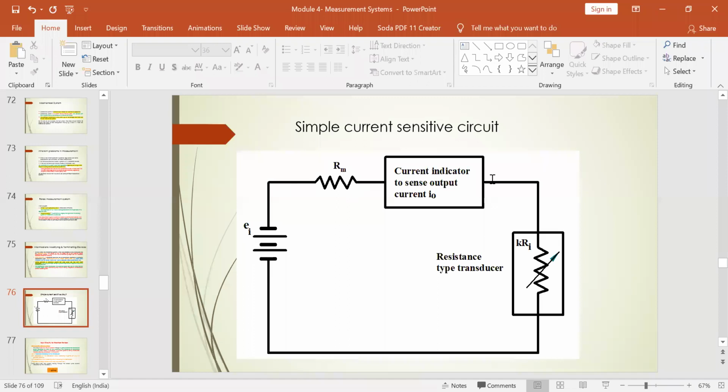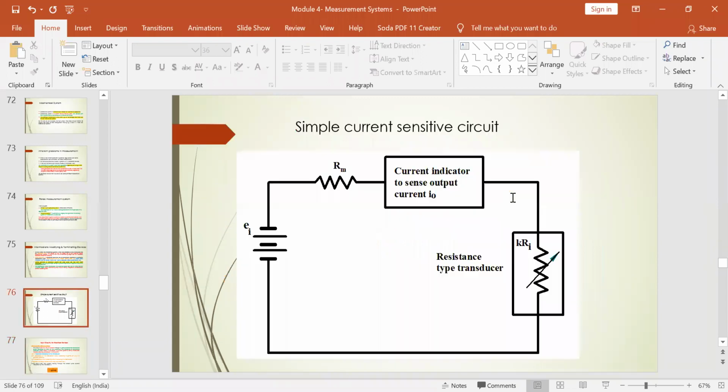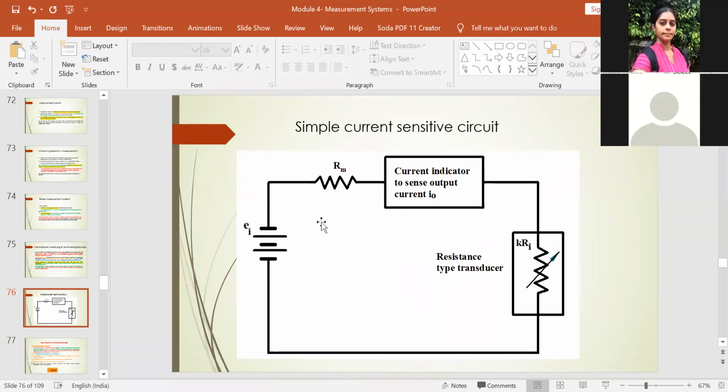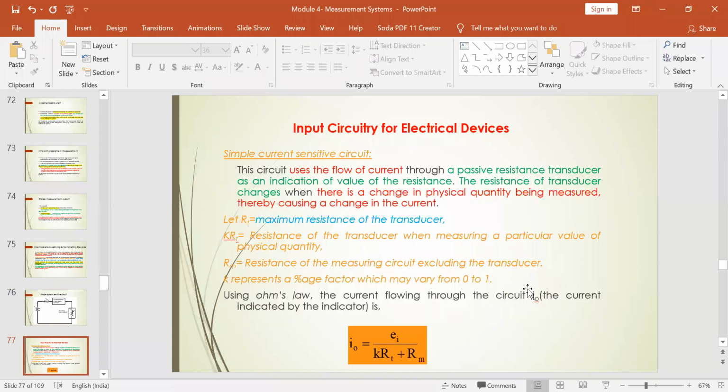When it has been passed through, it will give an indication of the value of the resistance in it, and the resistance of the transducer changes when there is a change in the physical quantity being measured, because it has its own passive resistance value. So when you pass an input voltage through it, there will be a change in the passive resistance of the measuring element, right?